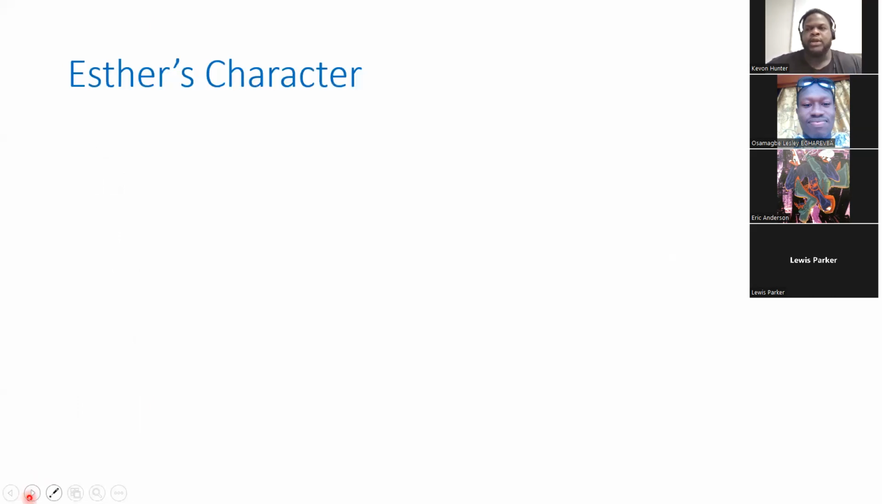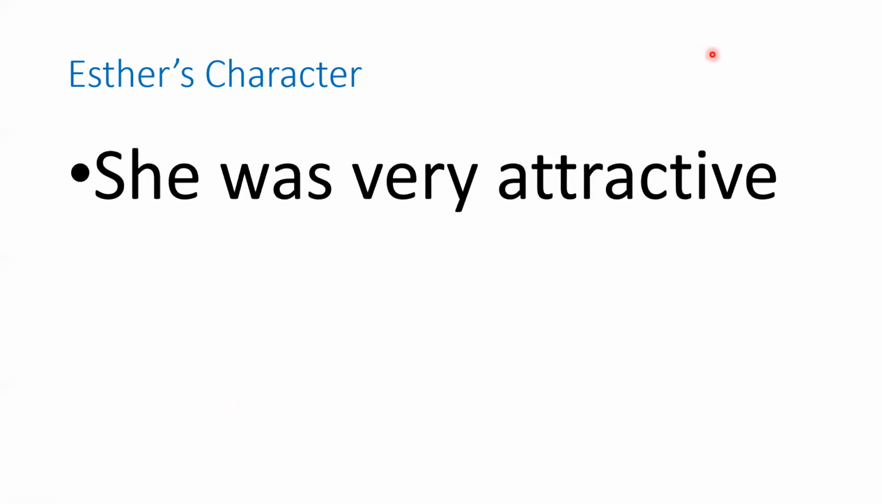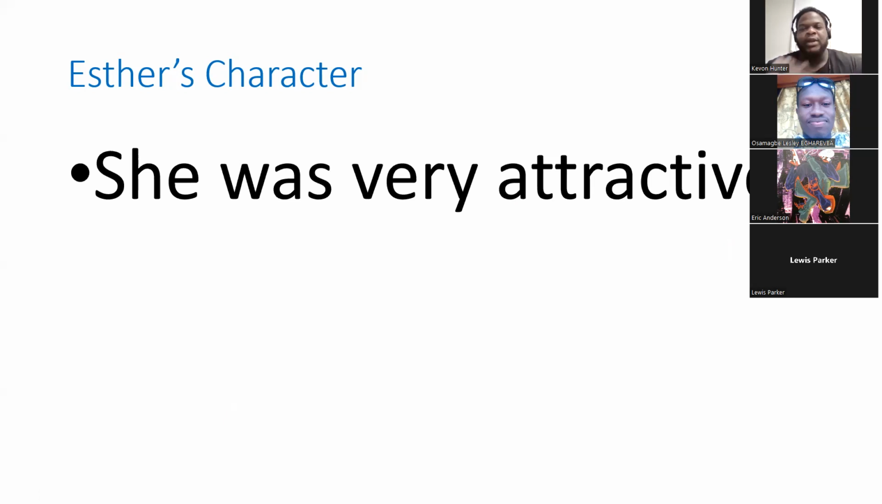Now let's go into her character. There are some things, and when you read through on your own, you may pick up more, or you may have a difference of opinion on her character. But these are three things I think are very vital to her character for her moving through the story. First, she was very attractive, right? She is selected to be the queen of Persia because of her looks. The king wanted to have as many attractive women as possible, and she was very attractive.